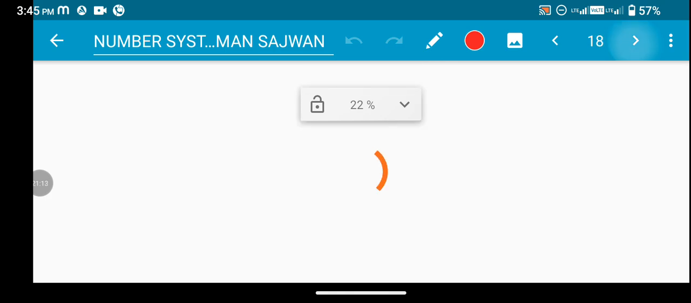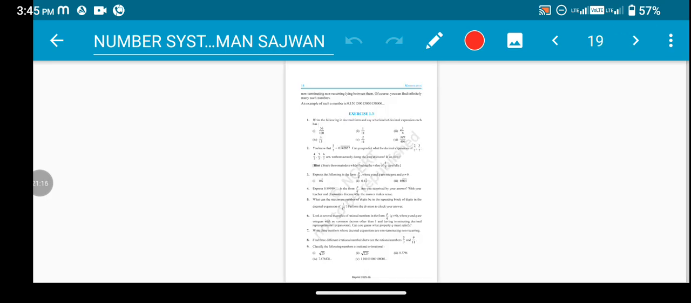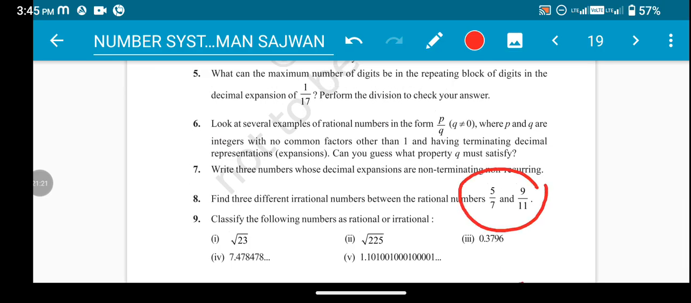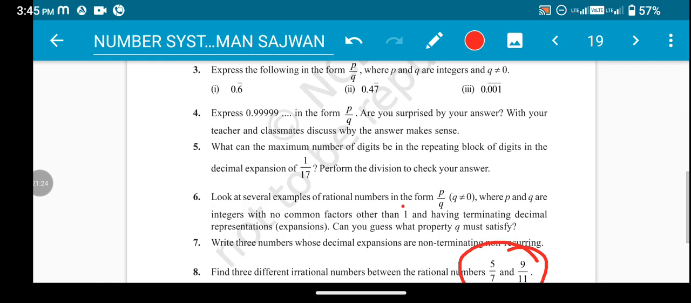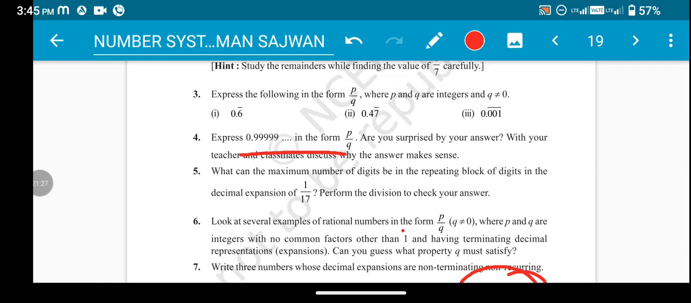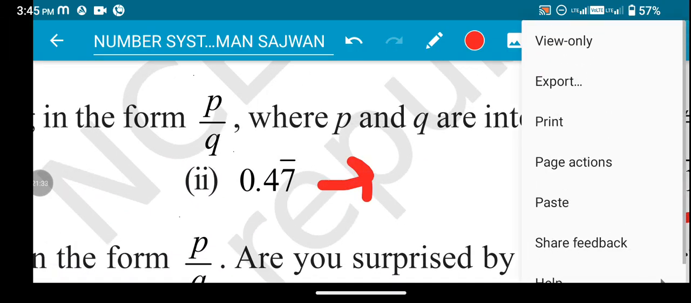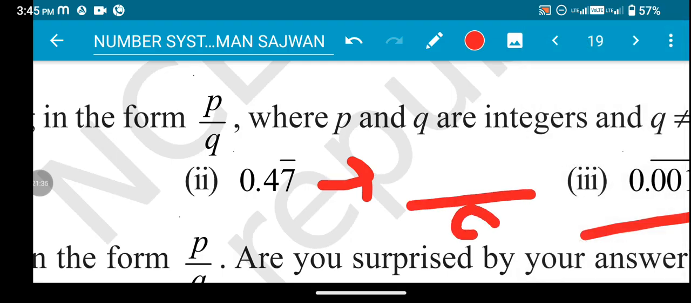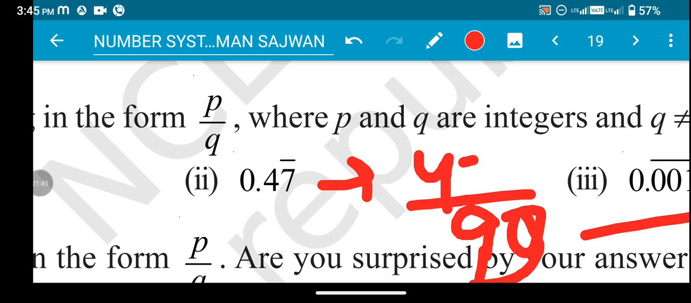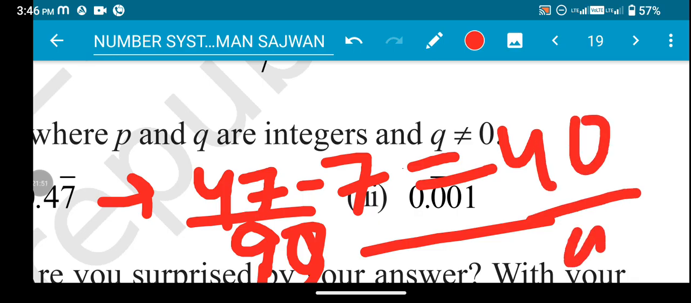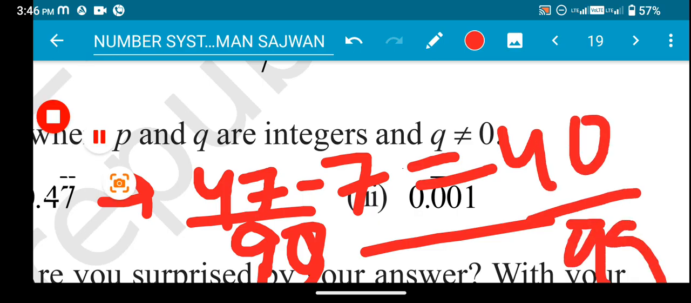Okay, yes, you can perform these questions with the decimal expansion. This I will tell you already: a number in the form of p by q, how to solve. Let me take an example: 0.47 bar, where only the 7 has a bar. First you will write 90, then 47 minus 4 gives 43. So the answer will be 43 upon 90.